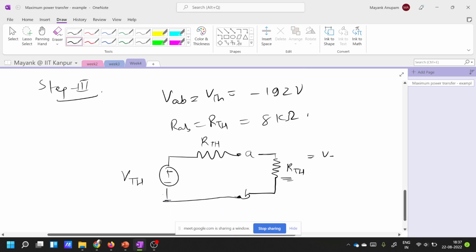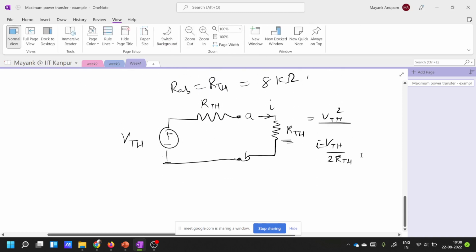VTH square by 4 RTH, sir. VTH square by 4 R Thevenin resistance. How does that come? Can you just quickly tell me? Yes sir, first we calculate the current: I is equal to V Thevenin by 2 R Thevenin. After that, we put I square R, I square times R Thevenin, as the power loss across R Thevenin. Very good.